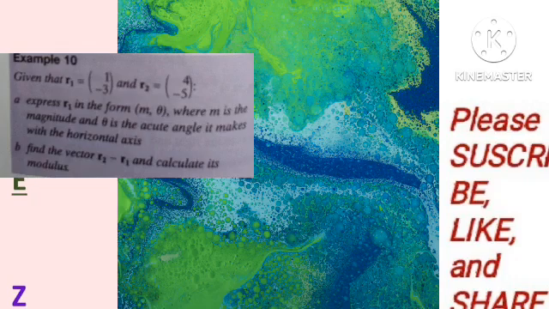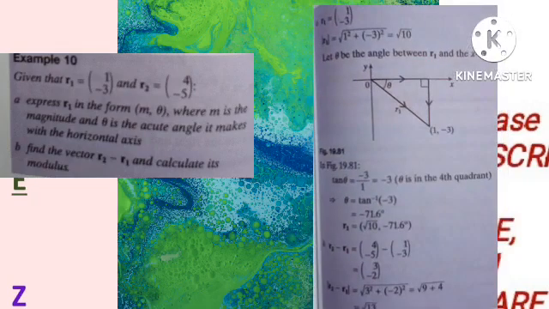Now, let's solve this. We have R1 as (1, -3). As such, we have the magnitude of R1 as root 10. Then let theta be the angle between R1 and the x-axis. So we have tan theta as minus 3 over 1, which is minus 3, because theta is in the fourth quadrant. So we have theta as the tan inverse of minus 3, that's minus 71.6 degrees. So we've expressed R1 in the form of the magnitude, comma, the angle. That is the form we were asked for.